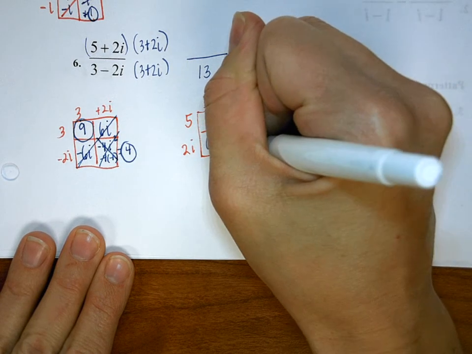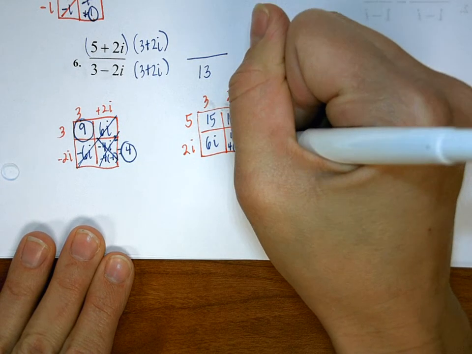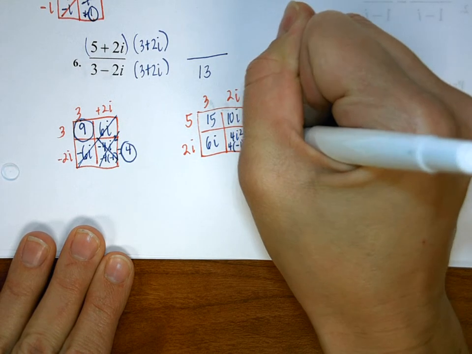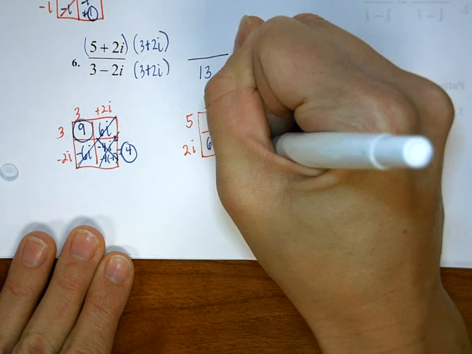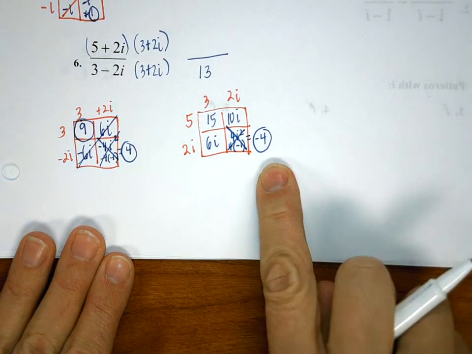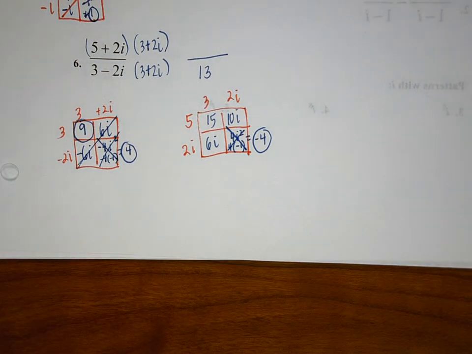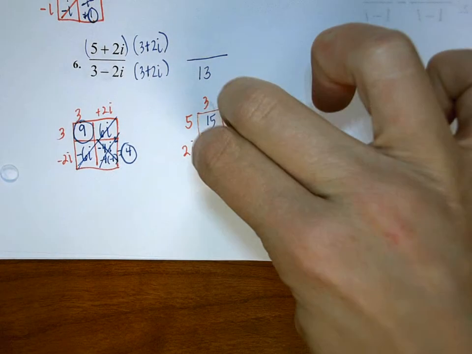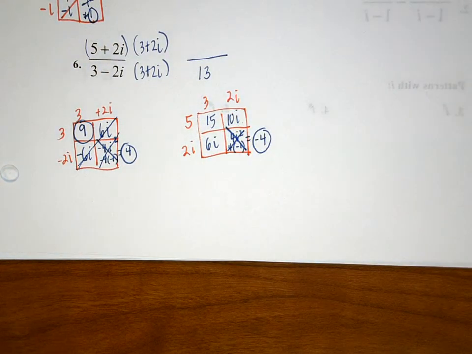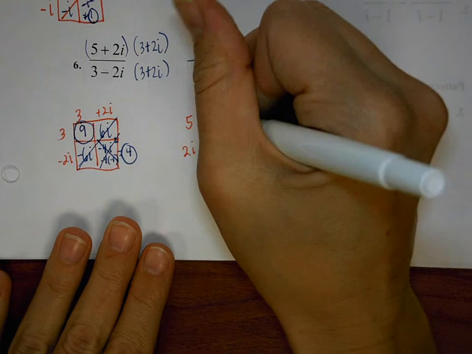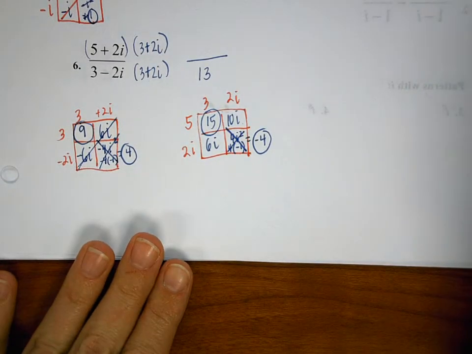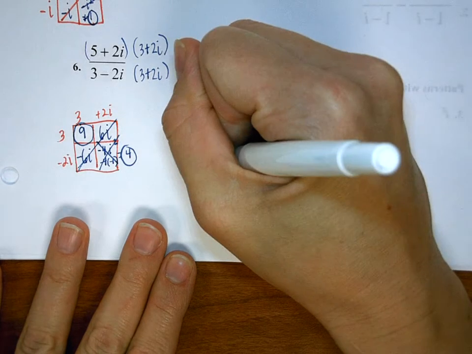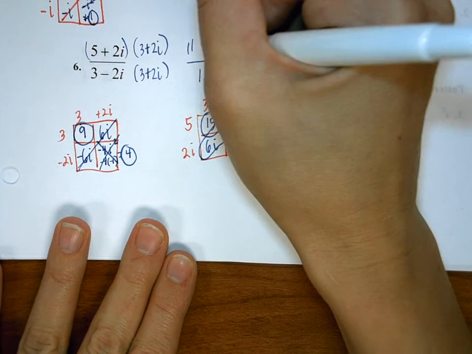But we know the i squared is actually a negative 1. And what is 4 times negative 1? So I'm going to circle that, negative 4, and cross this box out because it's really negative 4. When you're dealing with these i's, remember that these diagonals will match and these diagonals will match. If they don't, you've done something wrong. Okay? So I have 15 and negative 4, which makes 11. And then 10i and 6i makes 16i.